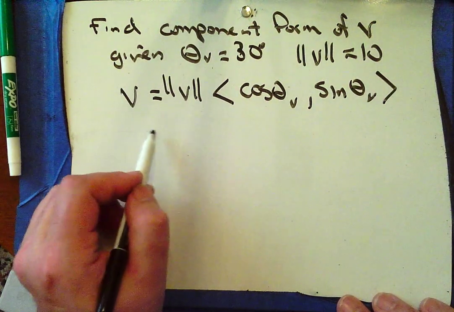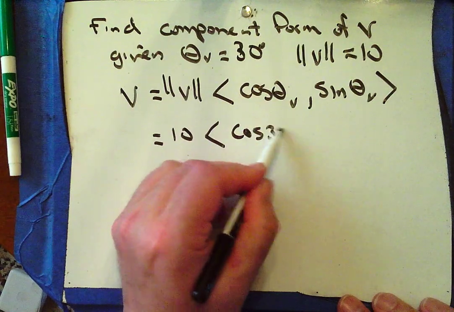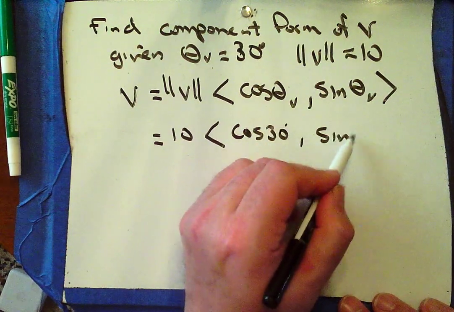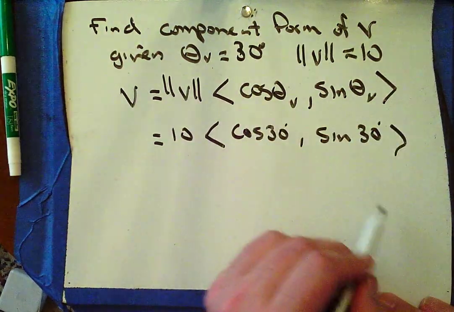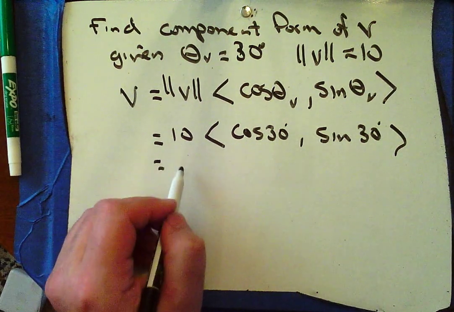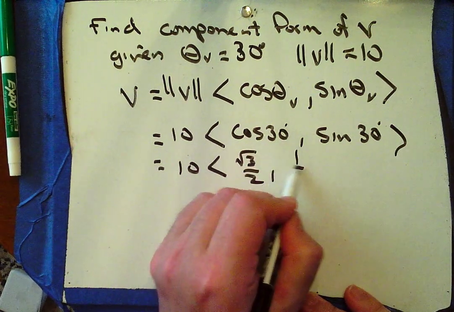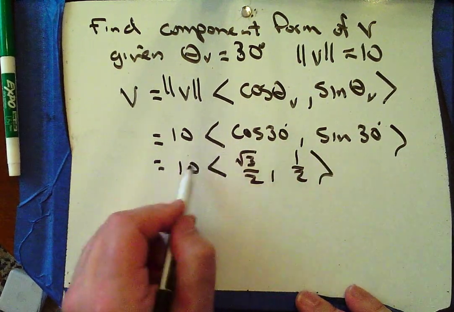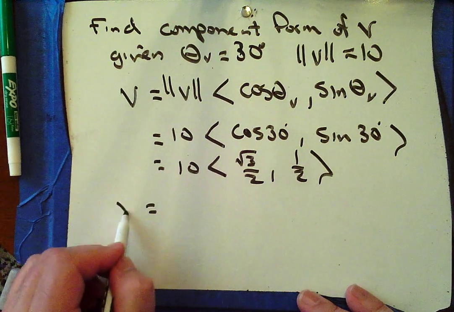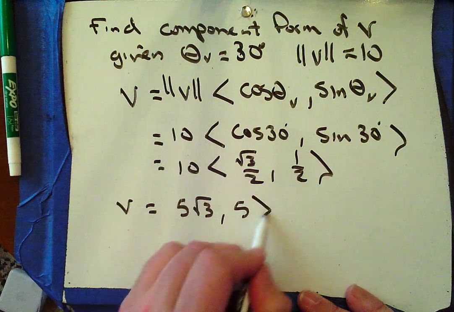So let's plug in what we know. We know the magnitude is 10. We've got cosine of 30, comma, sine of 30. Often these are unit circle values so that we can go quickly and use our unit circle knowledge. Root 3 over 2, comma, 1/2. And then don't forget to distribute the 10. So v is going to be 5 root 3, comma, 5.